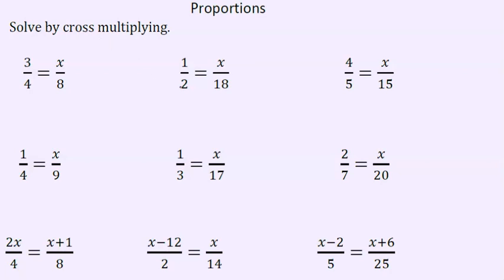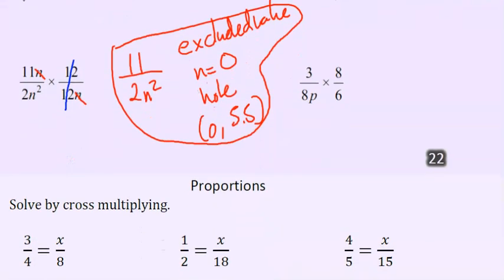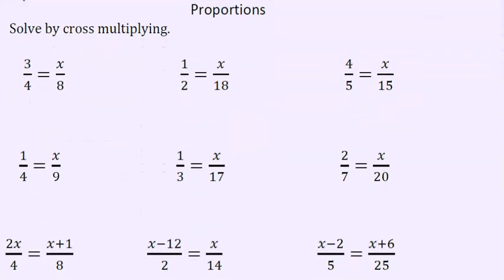Page 23, proportions. Solve by cross multiplying. So last time we were multiplying fractions just straight across. Notice there's a multiplication symbol there. You're going to cross multiply when there's a relation symbol.